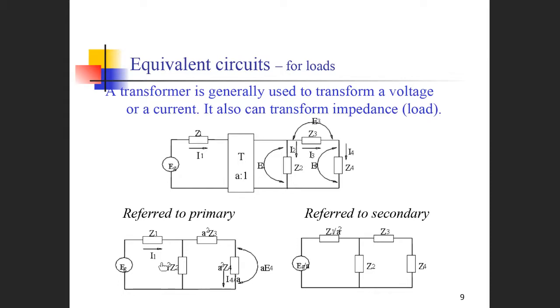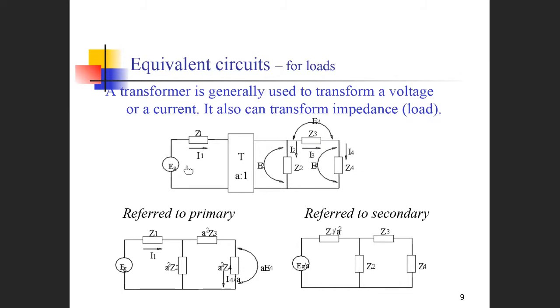When we refer to the primary, as we show here, the primary current, impedance and voltage keep no change. But on the secondary side, inside the transformer, there is a mutual reactance. They have A squared relations. So A over 1 is the voltage relation; the voltage ratio is A. But the mutual reactance is squared. So for the impedance, it should be A squared.